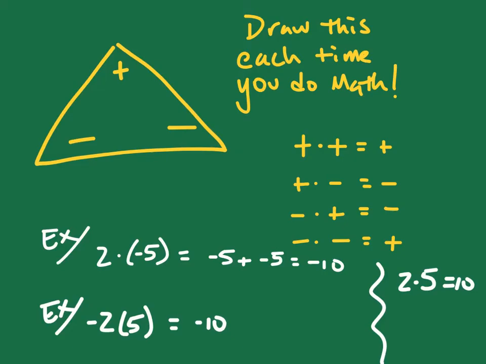So since I'm doing a negative times a positive, I can come over here and I can cover up that portion of my triangle given those two values, just a negative and a positive, and I have the result being a negative, okay? So I use this, I don't memorize this so much, but I use this to help me do the math problems, okay? So let's look at one more example.